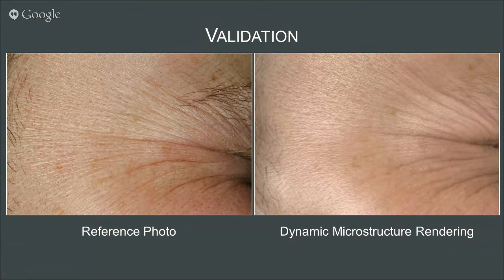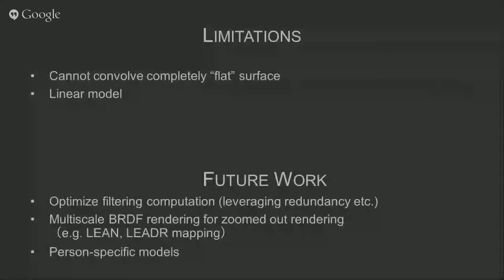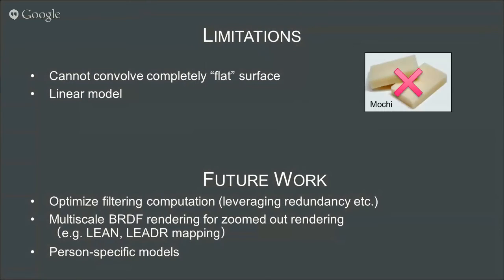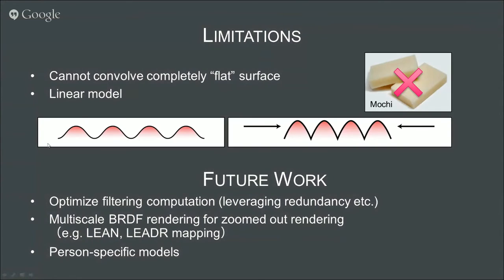Okay, so there are some limitations. Since we filter the neutral microstructure, we can't simulate the deformation on a surface that is already completely flat. And also our model is linear, so we cannot differentiate the ridges and grooves to get this kind of volume preserving behavior that we can probably get with the physics simulation. Or maybe there is some kind of a better filtering to get this kind of effect.